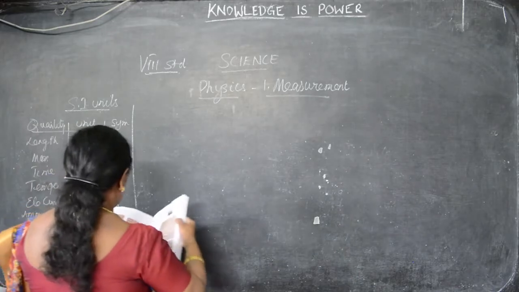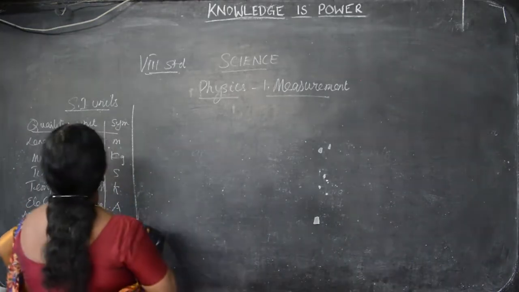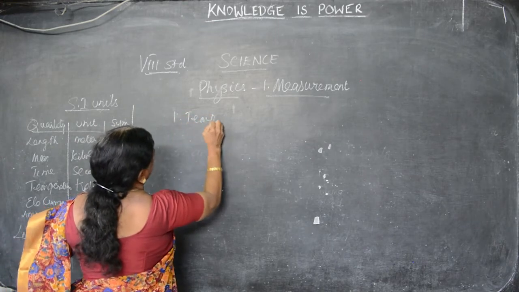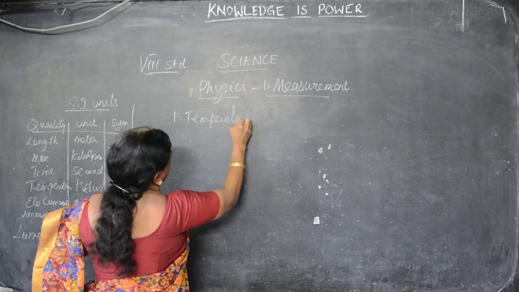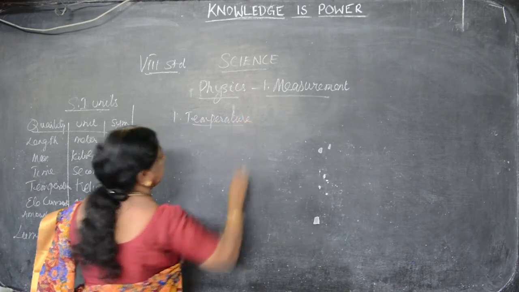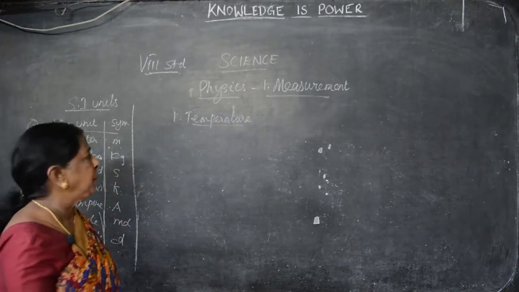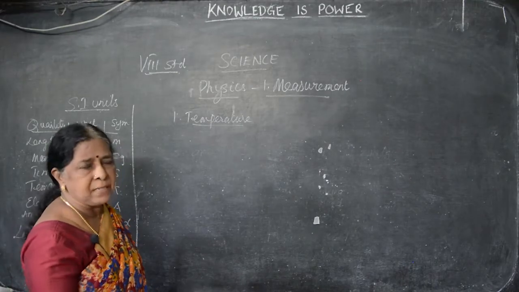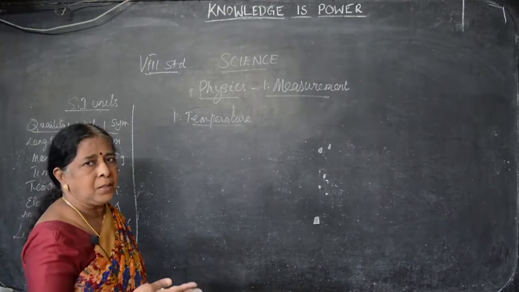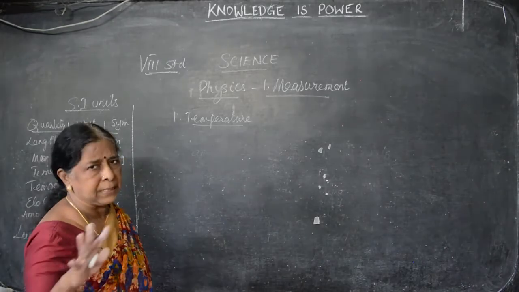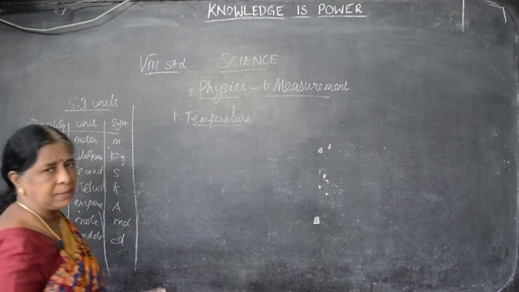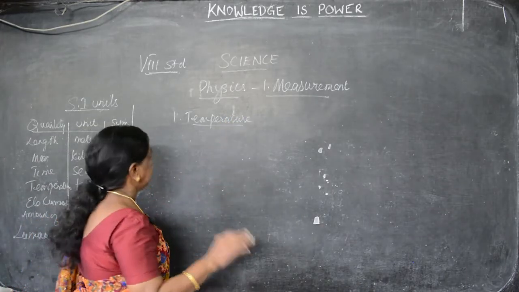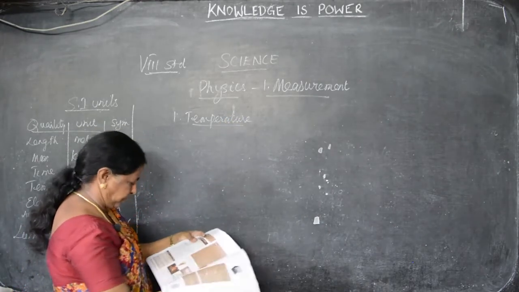Now, the first one is temperature. The first quality we have to see is temperature. Any substance given to you, you have to find out whether it is hot or cold. On touching itself, we can feel whether it is hot or cold, but that is not the correct quantity. We have to measure it, and the instrument we use to find out whether the body is hot or cold is the thermometer.